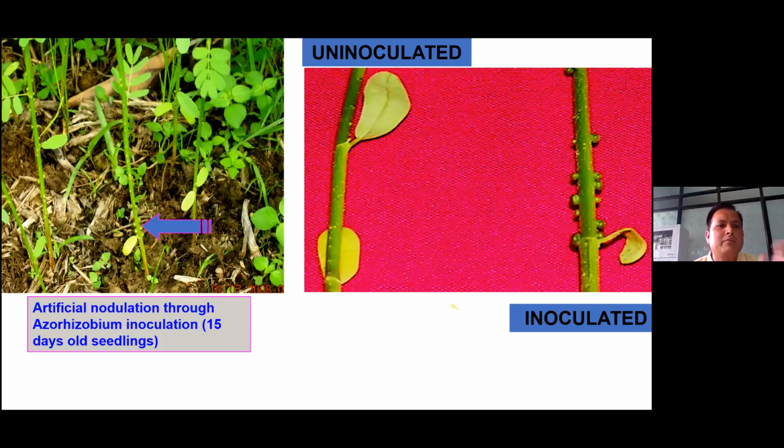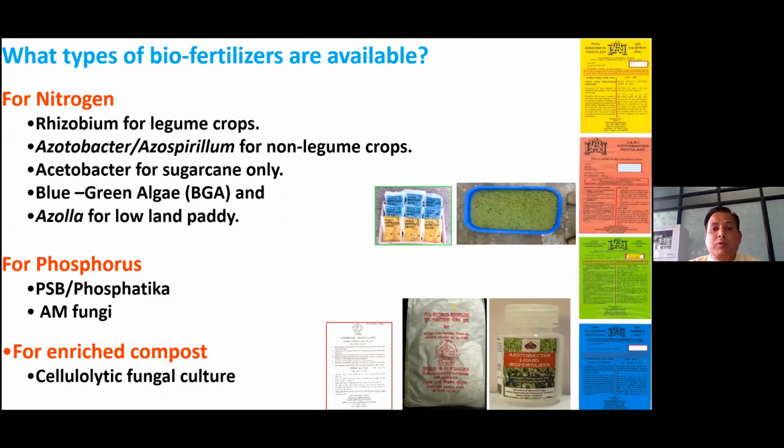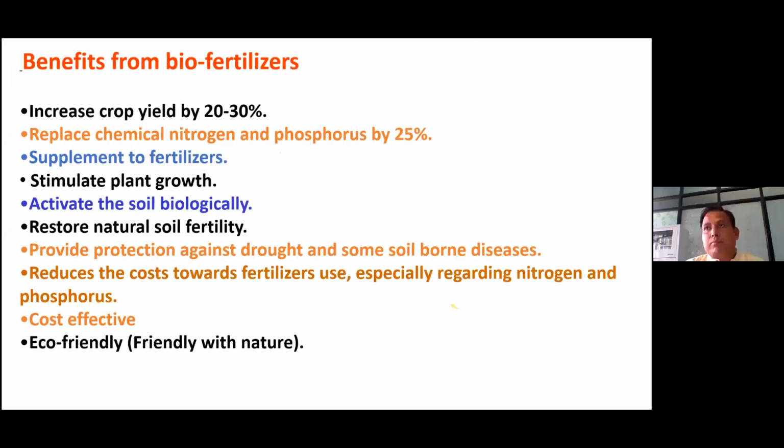Then we have types of biofertilizers. For nitrogen, we have Rhizobium, particularly for legume crops. For non-legume crops, we have Azotobacter and Azospirillum. Then for sugarcane, we have Acetobacter. Then we have blue-green algae and Azolla for lowland paddy cultivation. Likewise, we have phosphate-solubilizing bacteria and AM fungi for phosphorus. And of course, we have the enriched compost also.